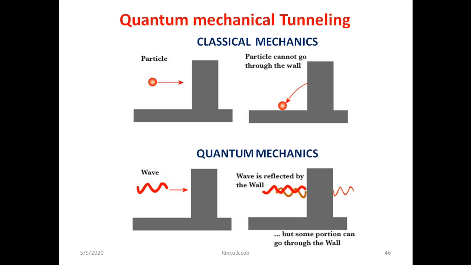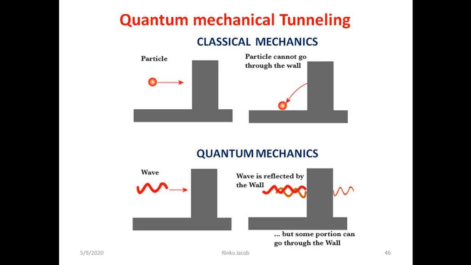But in quantum mechanics, when we take subatomic particles like electron, proton, neutron, etc., their de Broglie wavelength is comparable to the dimensions of the system, so we treat the particles not as particles but as waves. And this wave is mathematically expressed as a wave function of the particle.